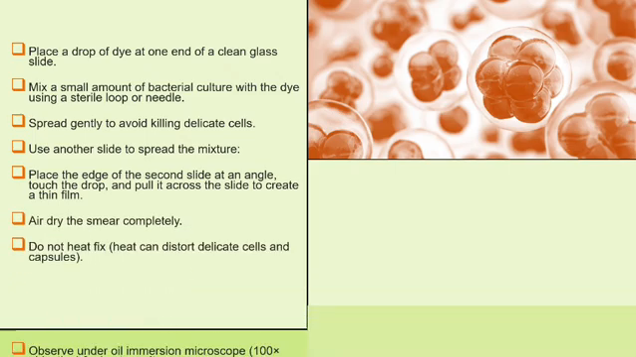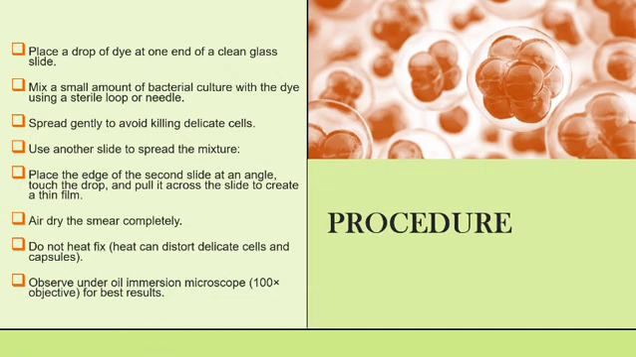Now, procedure of negative monochrome staining. Take a clean glass slide, add one drop of bacterial culture onto it with dye, and use another slide to spread the mixture. Place the edge of the second slide at an angle, touch the drop, and pull it across the slide to create a thin film. Then air dry the smear. Do not heat fix. It is very important not to heat fix in negative monochrome staining because heat can distort delicate structures of cells like capsules.